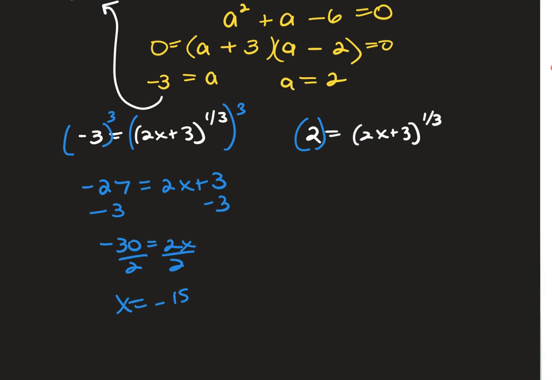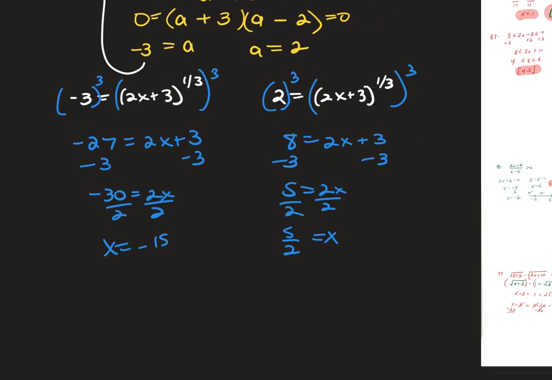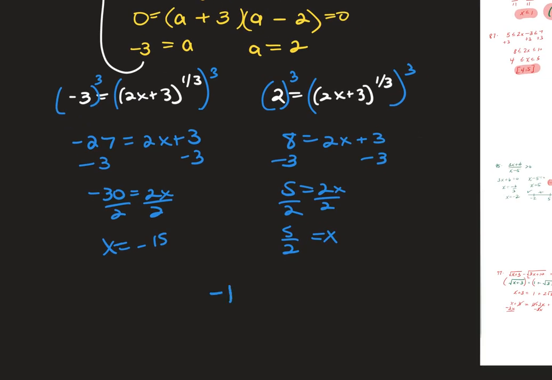And then do the same thing here. Cube both sides. Subtract the 3. Divide by 2. So I get negative 15 and positive 5/2.